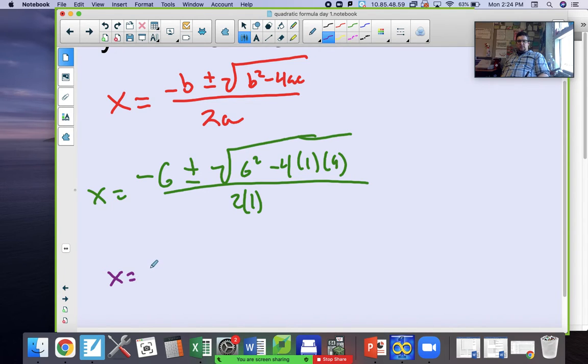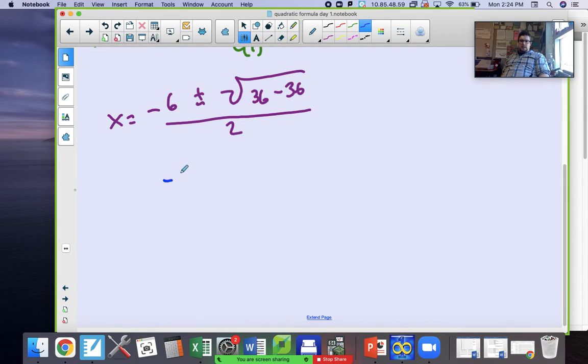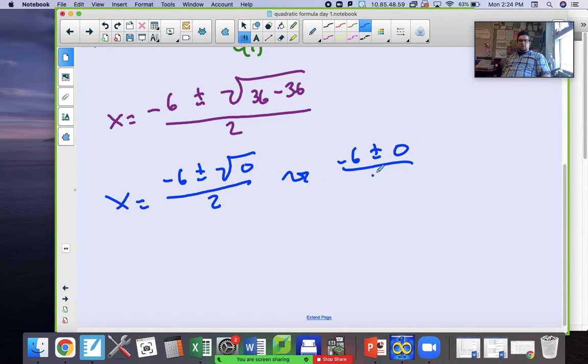Go through, we simplify what's underneath our radical. That gives us 36 minus 36 all over 2. So what happens is we end up getting negative 6 plus or minus the square root of 0 over 2. Well, the square root of 0 is just 0. Negative 6 plus or minus 0, so this just goes away. So there's our double root, negative 3.